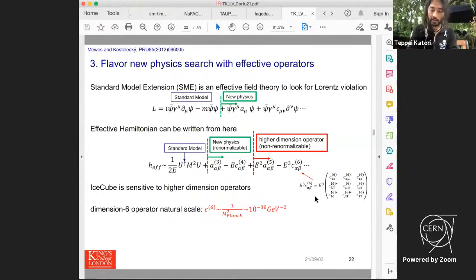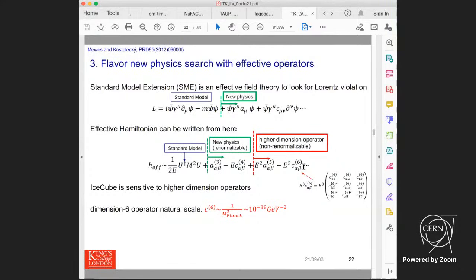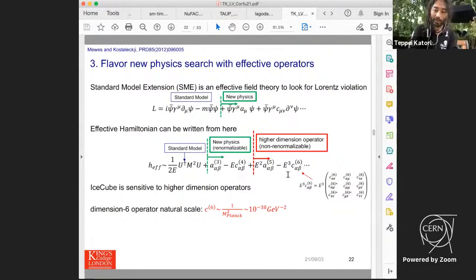But the important things for IceCube are these higher dimensional operators, because these have a higher energy dependence. And my theorist colleagues said these are important, so I don't know really. The dimension 6 operator is what we especially focused on, and there is some natural scale for this. The natural scale we assume is something like the inverse square of the Planck mass. And this is totally impossible to achieve by any particle physics experiment.